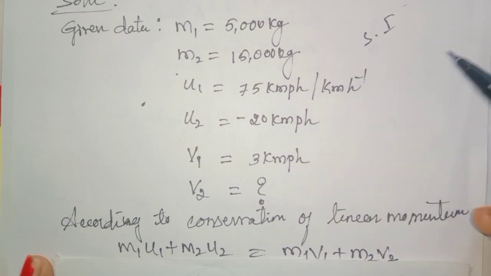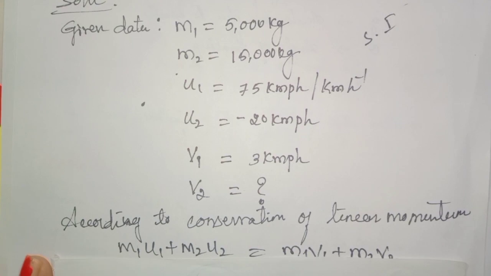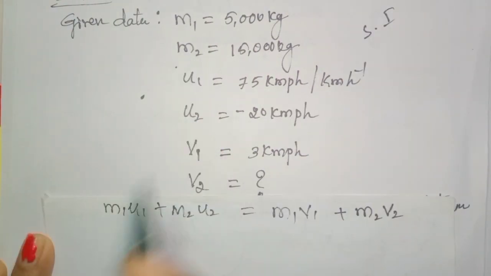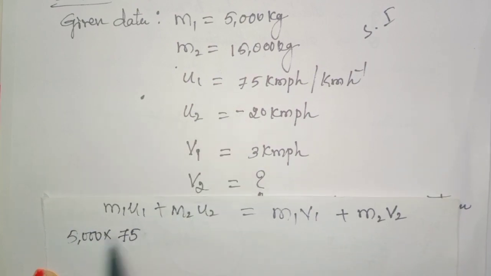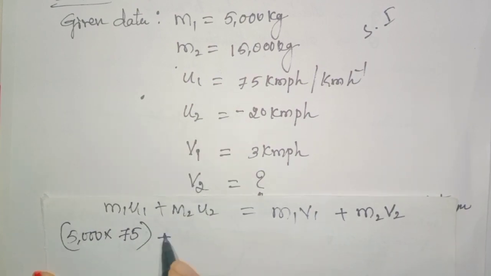Is it clear? If we have not converted and written as it is, then we will get the wrong answer. Now we will substitute these values now. So m1, what is m1? I'll substitute in the place of m1 as 5000 kg. No need of writing the unit. u1, what is u1? 75 km/h. So as it is, I'll put it in a bracket, plus m2, what is m2?